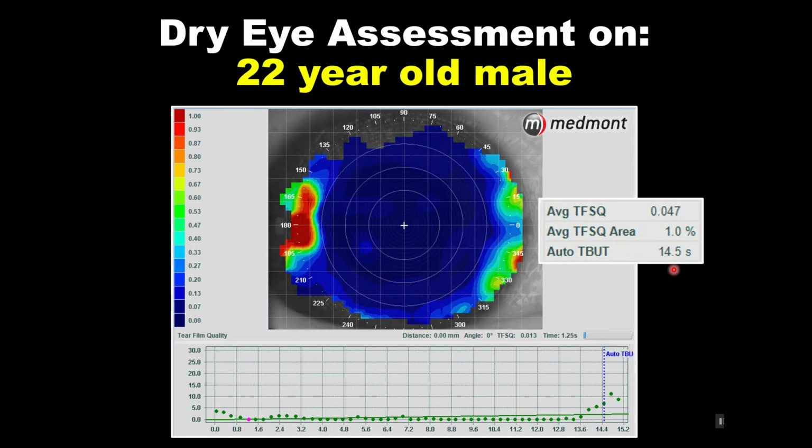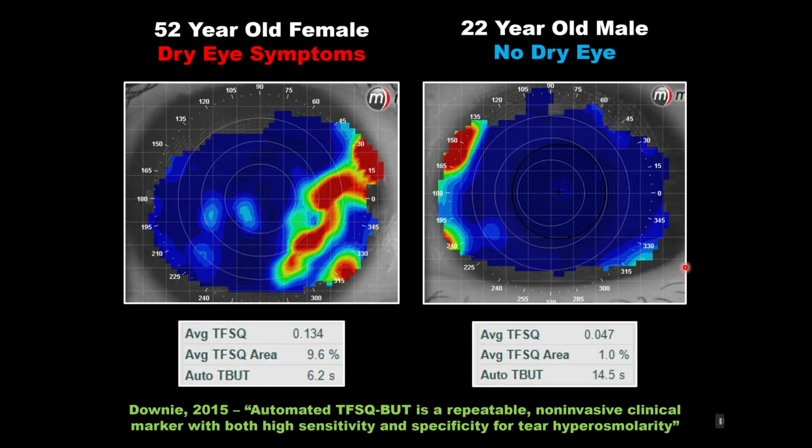Now here's a 22-year-old healthy patient with a good quality tear film, and you notice after the test starts, the tear film moves towards stabilization, then it's stable for a period of time, then at 13 seconds it begins to break up, then at 14.5 seconds we have our tear breakup time measured. So this can be a useful tool in non-invasively appreciating the dry eye that may exist for a patient.